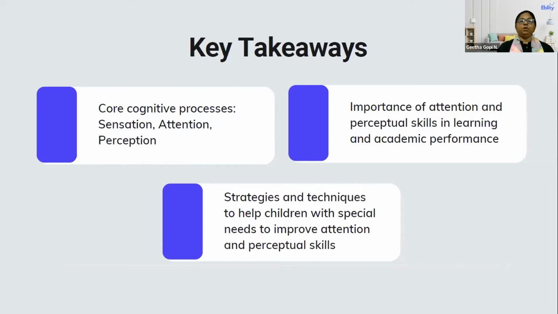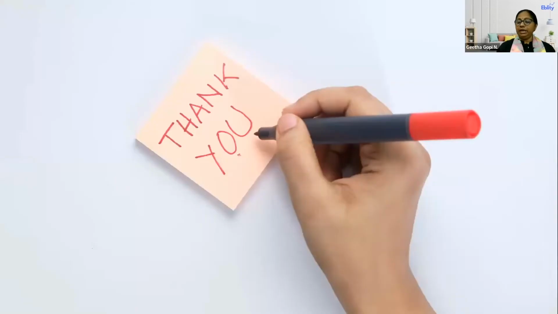We touched upon 3 different aspects, cognitive processes which are involved in cognitive skill development, and particular focus was given on attention, perceptual skills. We also talked about thinking skills and problem solving skills, and different kinds of strategies, techniques, and activities to help children with special needs to improve attention and perception skills. So I come to an end. Thank you for this session, and now I'm open to question and answers.